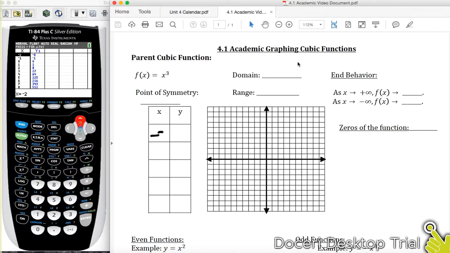So -2, -8, -1, -1, 0, 0, 1, 1, and 2, 8. Now what we're going to do is we're going to plot these points to be able to transform that graph into our coordinate plane. So -2, -8. Then we have -1, -1, 0, 0, 1, 1, and then 2, 8.